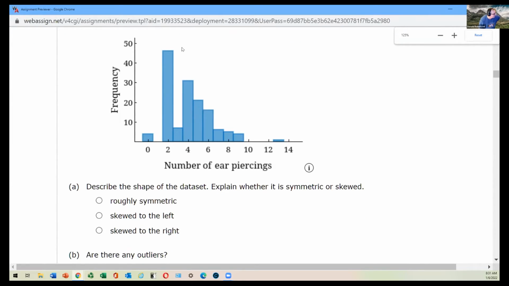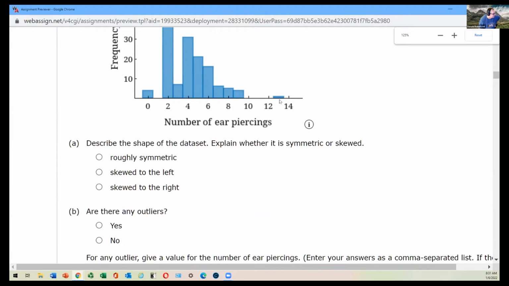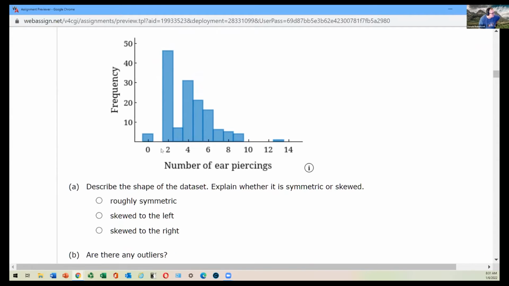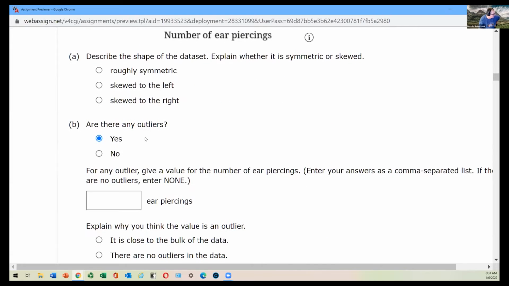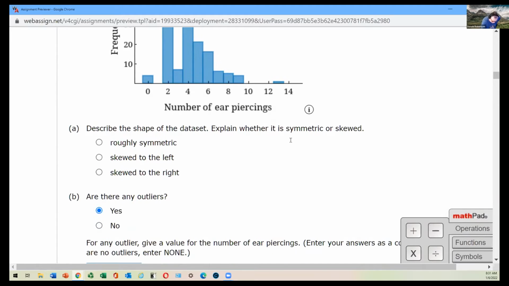Would you agree that this data is still roughly skewed to the right? Okay. Are there any outliers in this class? I definitely think 13 is an outlier. Would I count 0 piercings as an outlier in this data set? No. Would you agree having one little gap's not enough? Would you agree you have to have a noticeable separation? Since there is an outlier, which was it? And in this case, the number was 13.